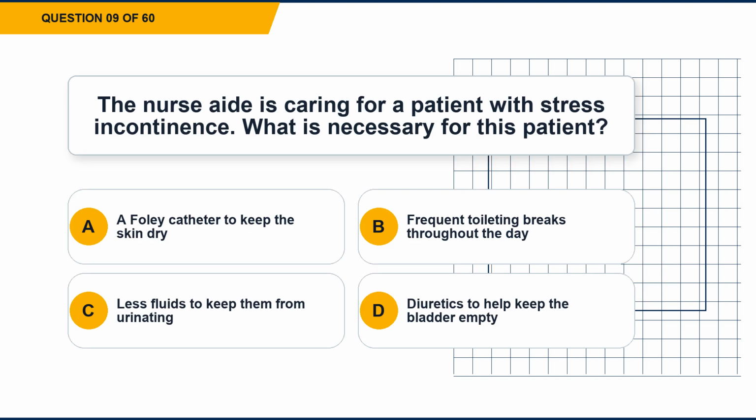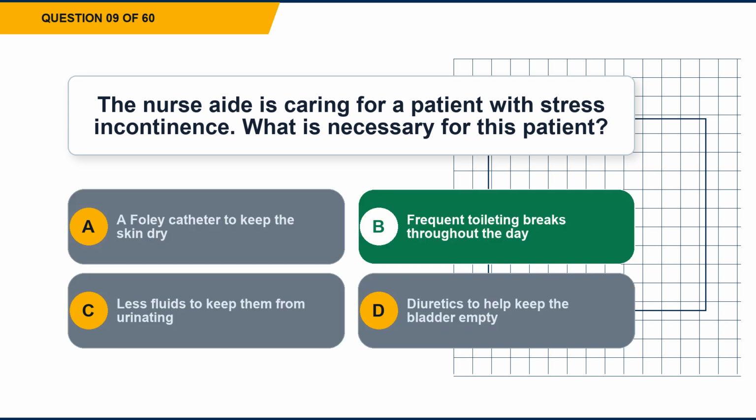Question 9. The nurse aide is caring for a patient with stress incontinence. What is necessary for this patient? Option A. A Foley catheter to keep the skin dry. Option B. Frequent toileting breaks throughout the day. Option C. Less fluids to keep them from urinating. Option D. Diuretics to help keep the bladder empty.